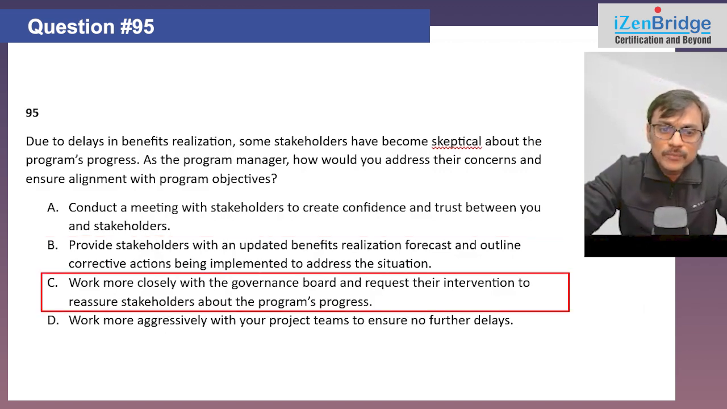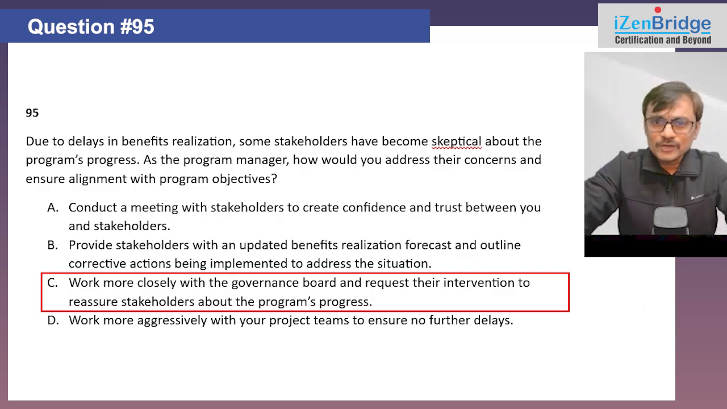Option C, work more closely with the governance board and request their intervention to reassure stakeholders about the program's progress. I can do that, but why don't I reassure about the program progress before I go to a governance group? It should be my job. I need to create that. So I stick to option B as of now.